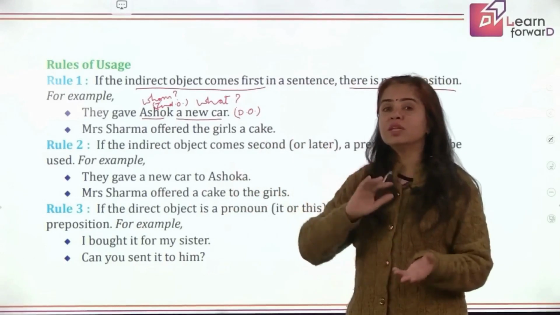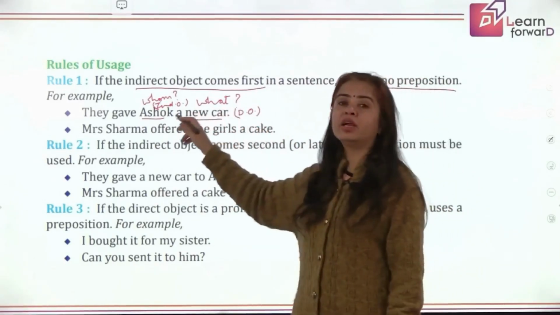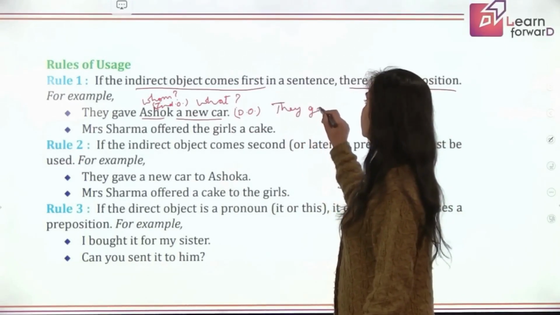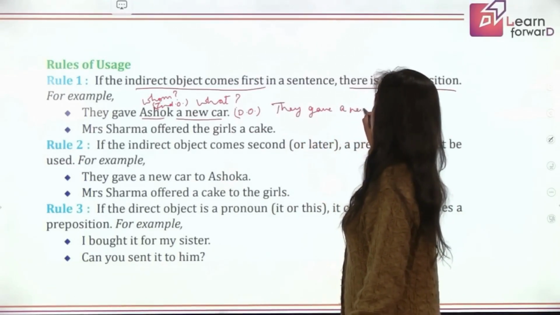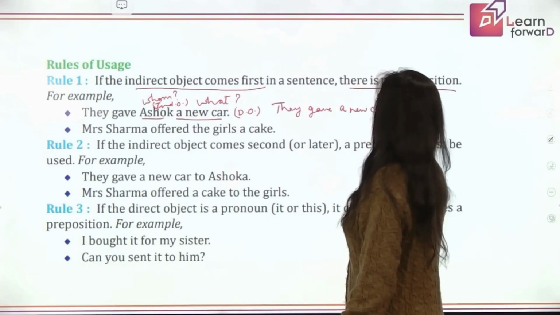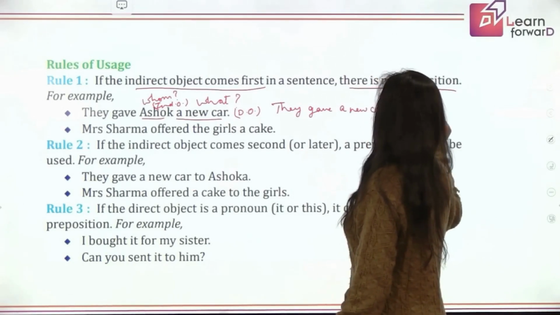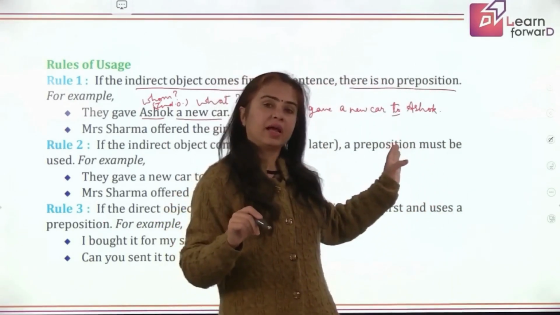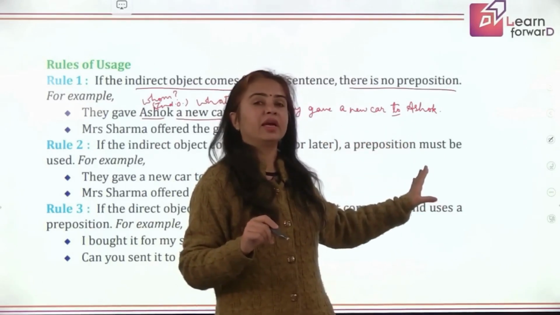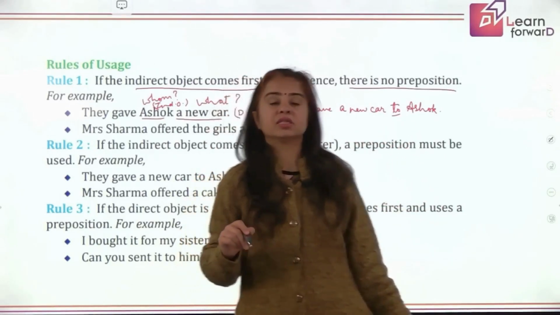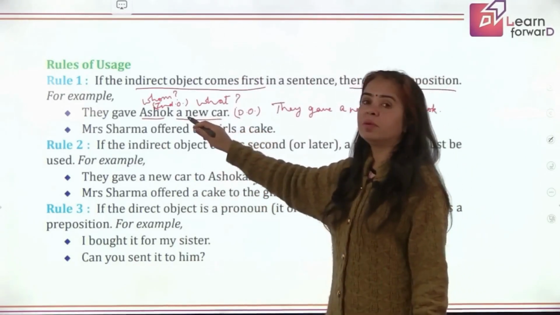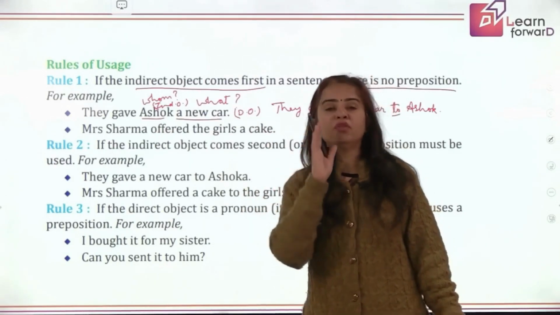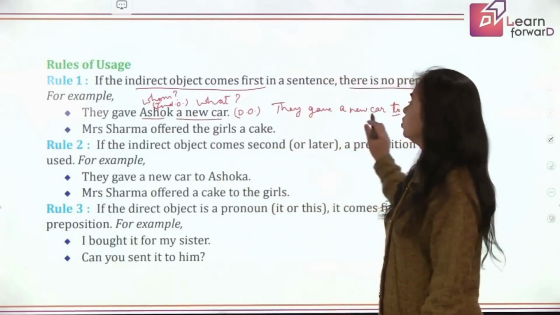But if the sequence changes, if we write the direct object first, how will we write? We will say they gave a new car to Ashok. Now you see to, what is to? It is a preposition that we are using before the indirect object, because we are placing the indirect object later in the sentence. So first, what you have to remember is, if the indirect object comes first, we will not use the preposition. If the indirect object comes later, we will use the preposition.